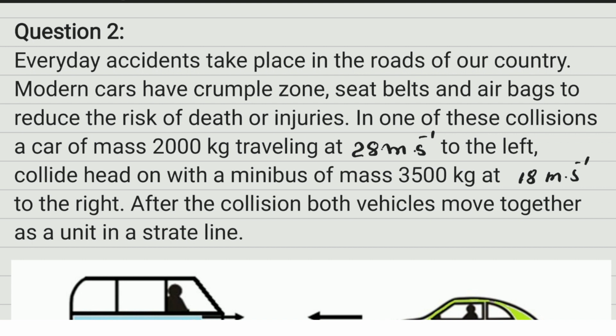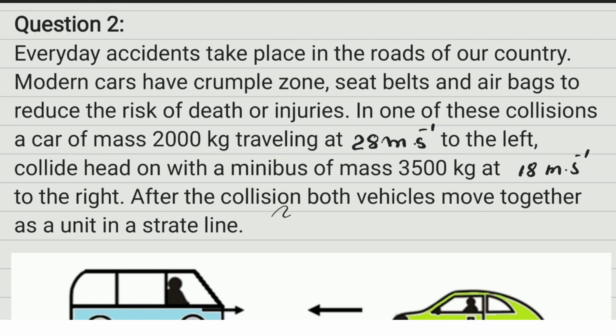Now, in one of these collisions, a car of mass 2000 kilograms traveling at 28 meters per second to the left collides head-on with a minibus of mass 3500 kilograms at 18 meters per second to the right. After the collision, both vehicles move together as a unit in a straight line.